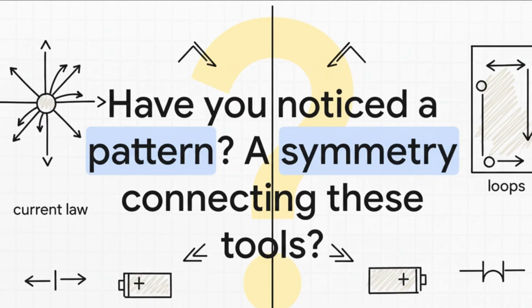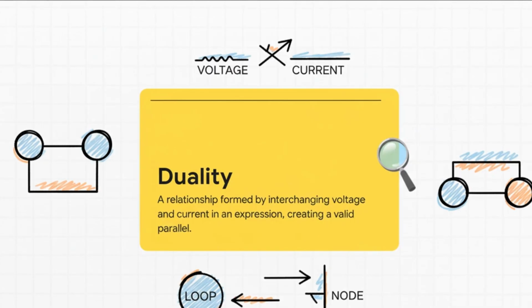Well, let me tell you, that pattern is absolutely not a coincidence. This powerful principle is called duality. It's a really fundamental concept in circuit theory. What it means is that for a whole bunch of rules and relationships, you can find a perfect dual by just swapping a few keywords: voltage for current, series for parallel, loop for node. And the amazing part is, the new statement you get is just as true as the original one.